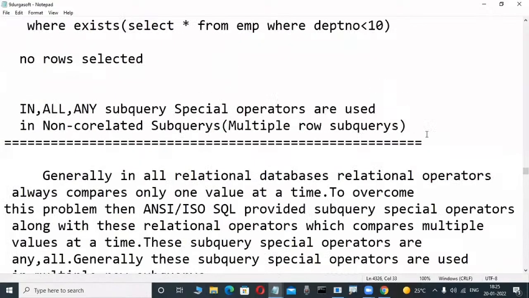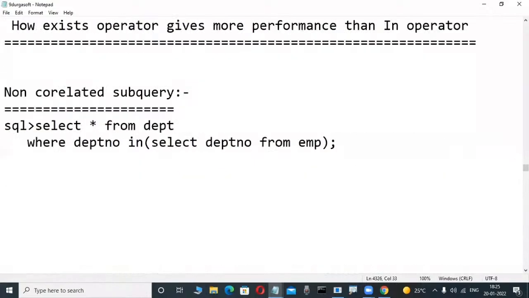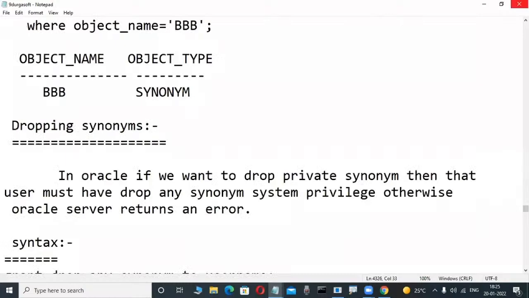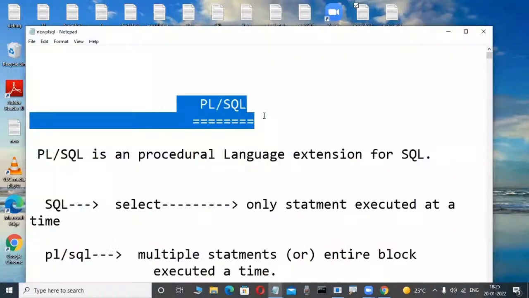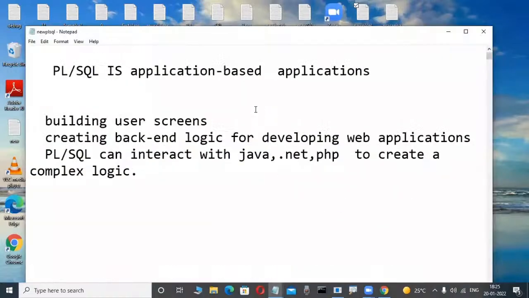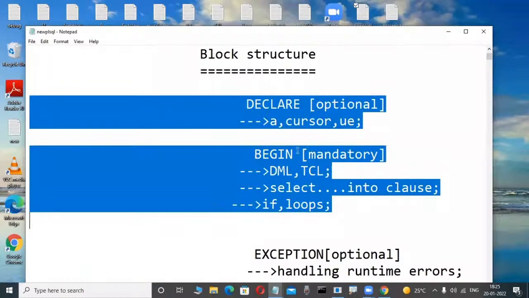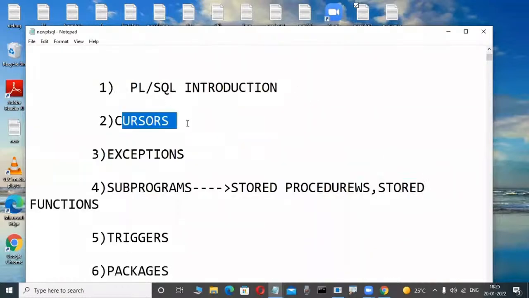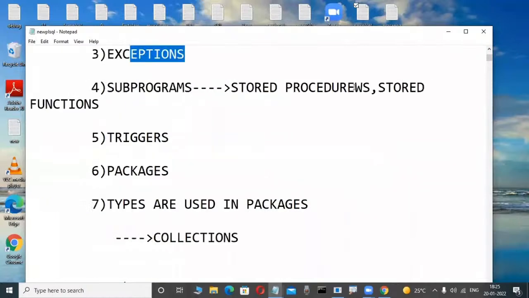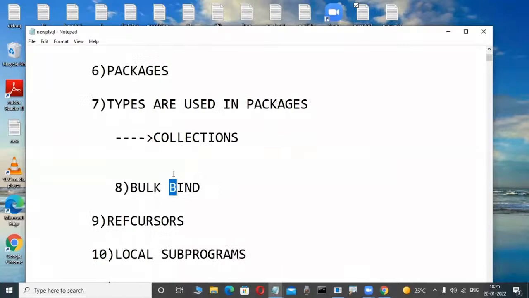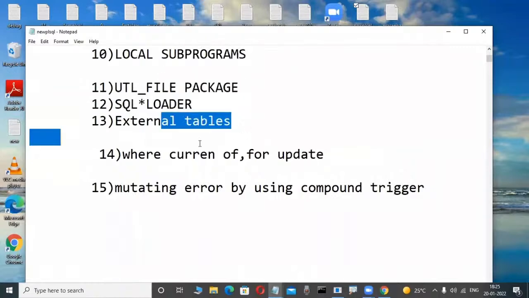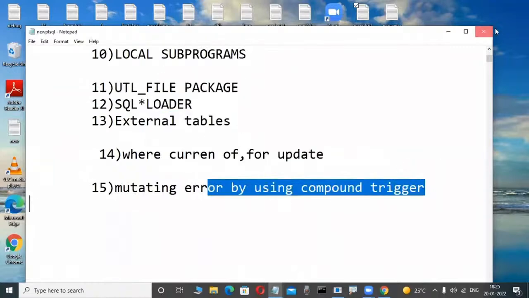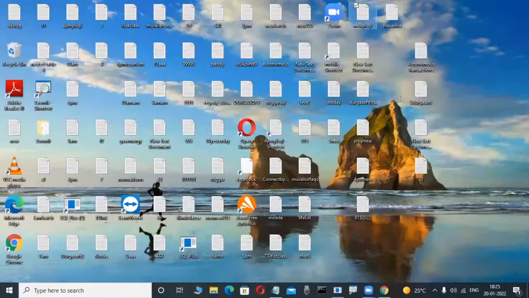Don't worry. Then database objects, so many things are there. We are learning. These are big concepts. Again, PLSQL means some little bit of coding is there. Don't be afraid. PLSQL means this type of little bit of coding you are writing. In PLSQL there are cursors, exceptions, stored procedures, stored functions, triggers, packages, types, collections, bulk bind, ref cursors, local subprograms, UTL file packages, SQL loader, external tables, so many things like this. So much syllabus is there.